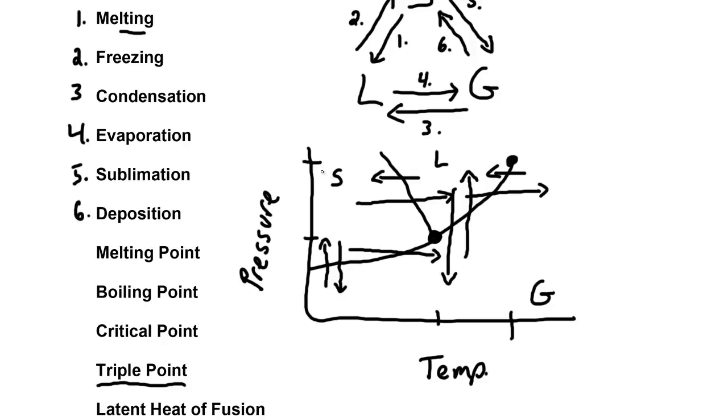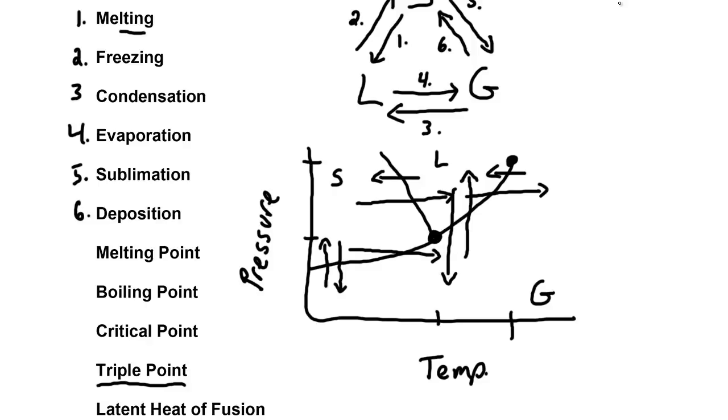Once you go beyond them, once you go higher than the critical pressure and the critical temperature, what happens is that the liquid and gas phases are no longer distinguishable. This substance has a special name. It's called a supercritical fluid.